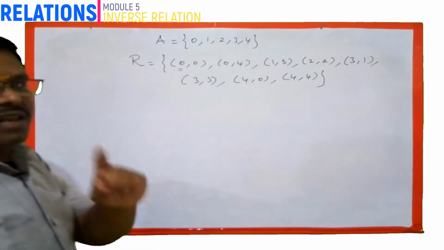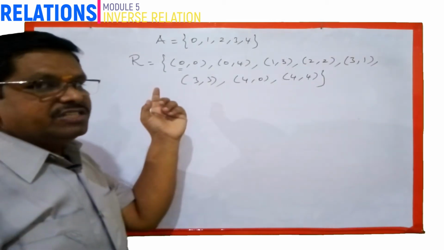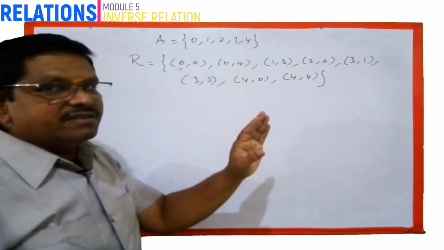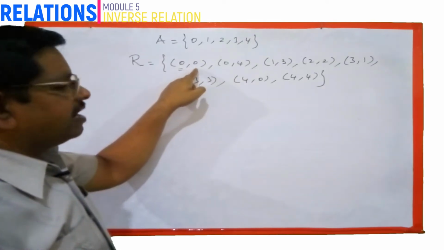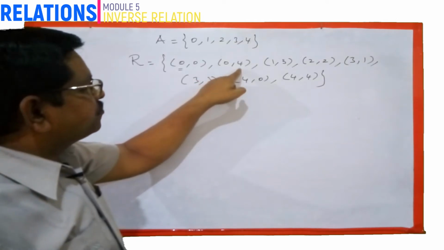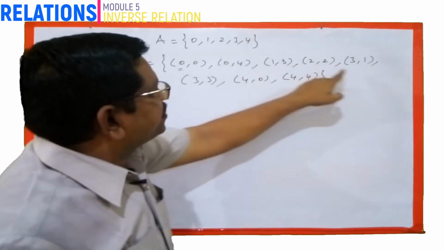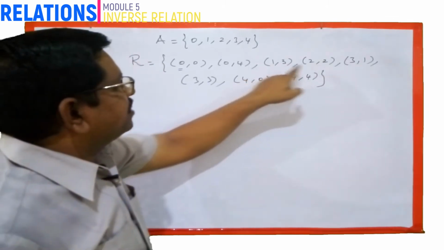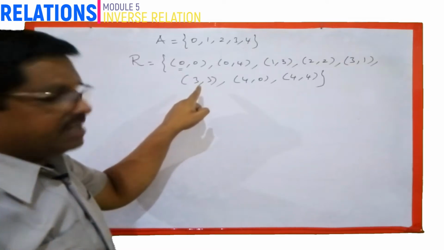Here let us take element 0. Whenever we take the element 0, 0 is related to which elements? Here 0 has the relation with another element 0. Here 0 has the relation with the another element 4. Where 0 is in other ordered pairs also we have to check. Here 0 is not available, here it is not available.